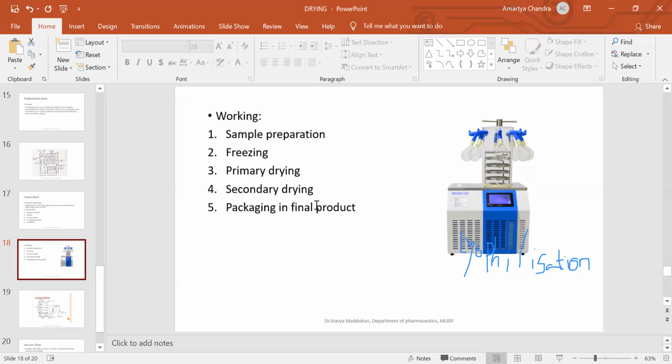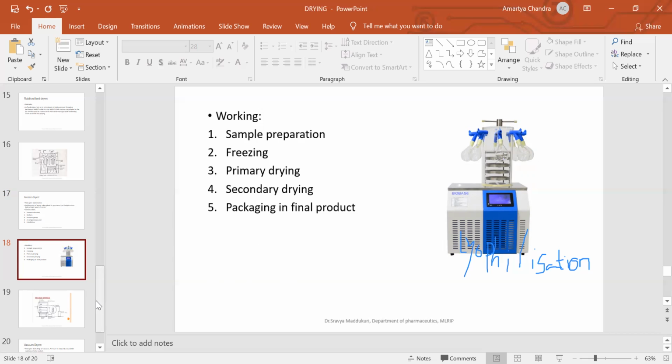And since it is highly porous, it has a rapid reconstitution time. As soon as you put water into it, it reconstitutes very rapidly, in less than 10 seconds, because of its porosity. And the final product is very porous in nature, right? And then the disadvantages: it is the most expensive unit operation, and stability problems such as low temperature stress can happen, and those are its disadvantages.